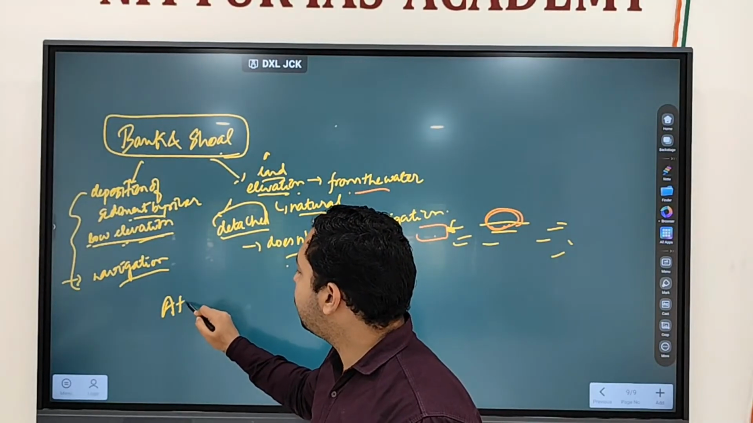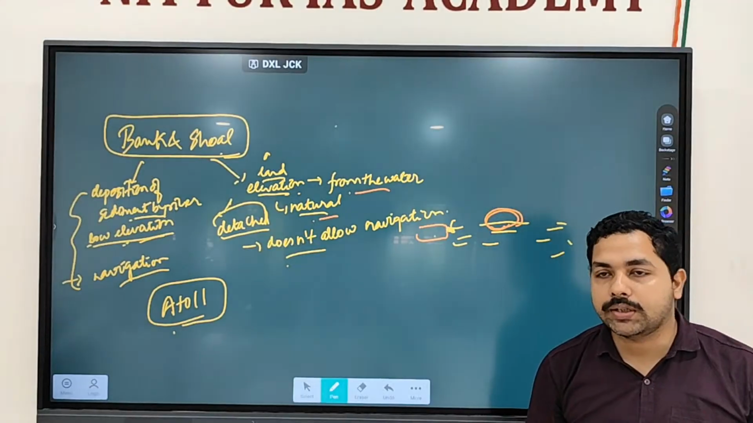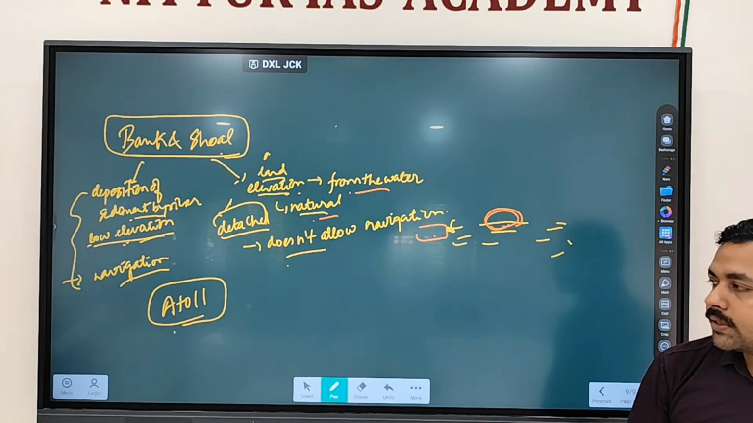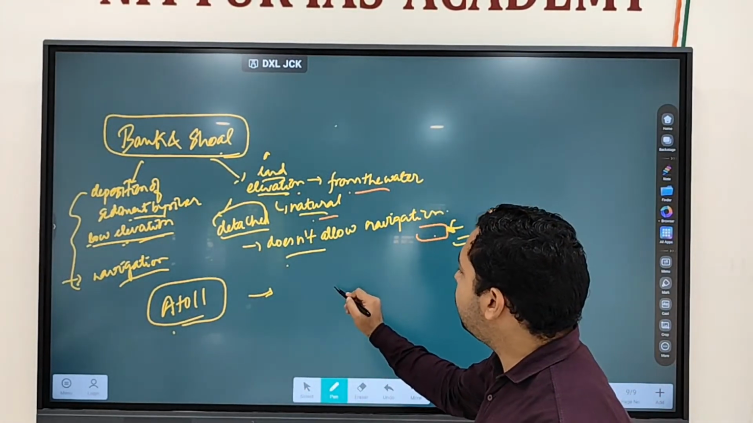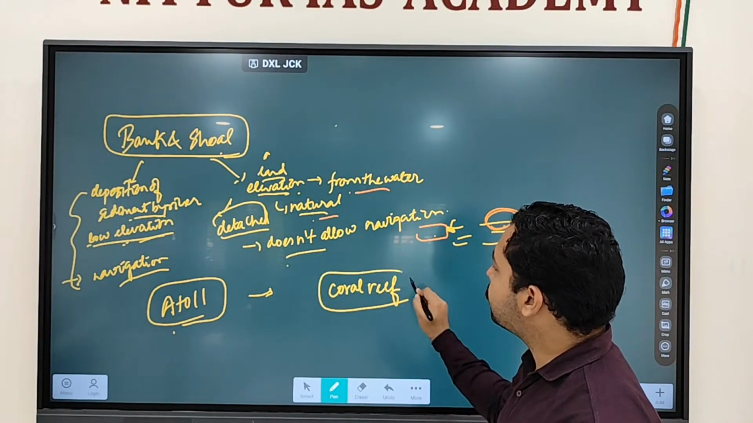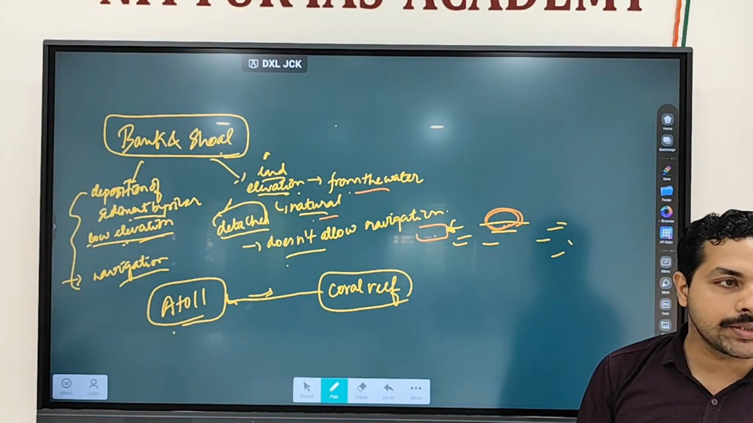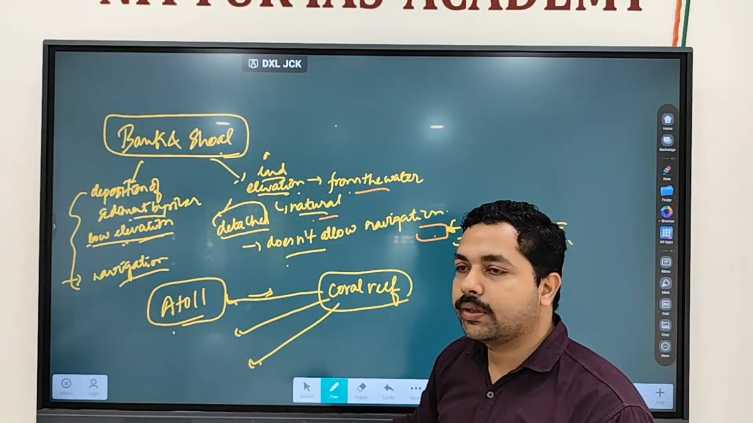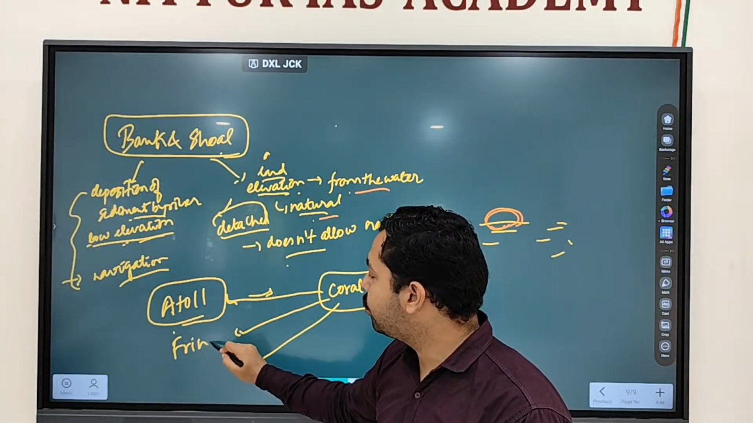The other thing we have written as a minor oceanic relief feature is atoll. What is atoll? There is something called coral reefs. Atoll is a kind of coral reef. There are three types of coral reefs.